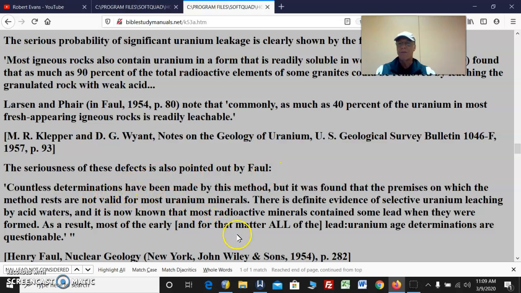Countless determinations have been made by this method, but it was found that the premises on which the method rests, the control, are not valid for most uranium minerals. There is definite evidence of selective uranium leaching by acid waters, and now it is known that most radioactive minerals contain some lead when they were formed. As a result, that's original lead, most of the early, and for that matter all, of the lead-uranium age determinations are questionable. So much for that.